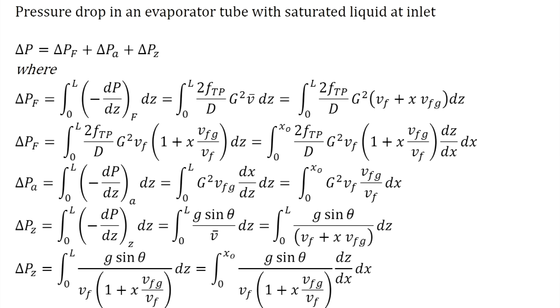So, we get this integral, and then we convert from dz to dx. So, finally, we get the integral from 0 to x naught of g sin theta upon Vf, in the bracket 1 plus x Vfg by Vf, dz by dx. Here x naught is the quality at the outlet: at z equal to L, x is equal to x naught.